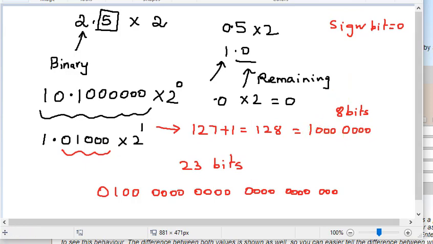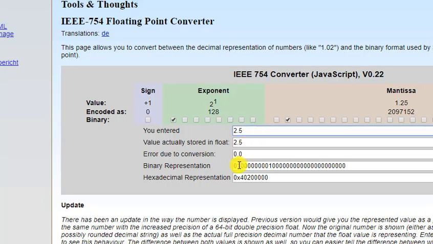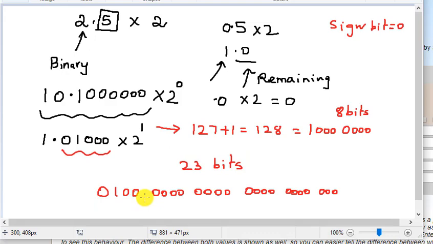Remember 128, right? So 2.5, first is the sign bit. Next we have 8 bits, which is 128, the exponent, right? Then the mantissa starts from here. 0 1, it's all zeros, right? So that's what we have, 0 1. You see that? It's all 0 1.